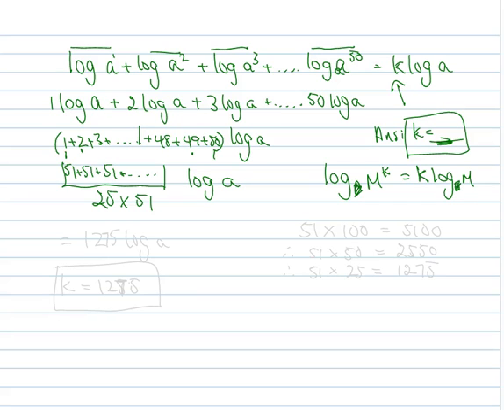Well, we've got 51 times 25. Well, I can figure out that 51 times 100 equals 5100. That must mean 51 times 50 is half of that, which is 2550. And therefore 51 times 25 is half of that, which is 1275. Okay, so the answer is 1275 log a, which means, remember what we want to do is find out k, so k equals 1275.